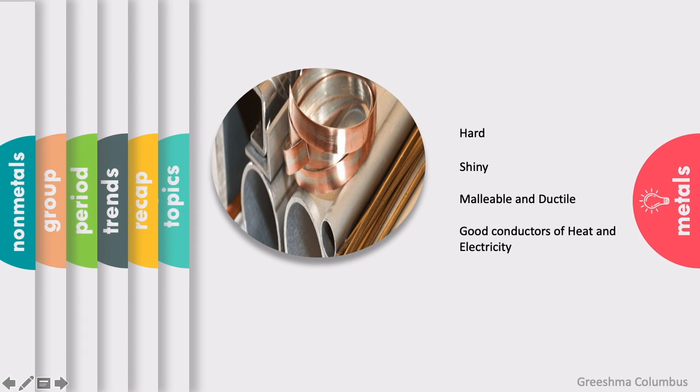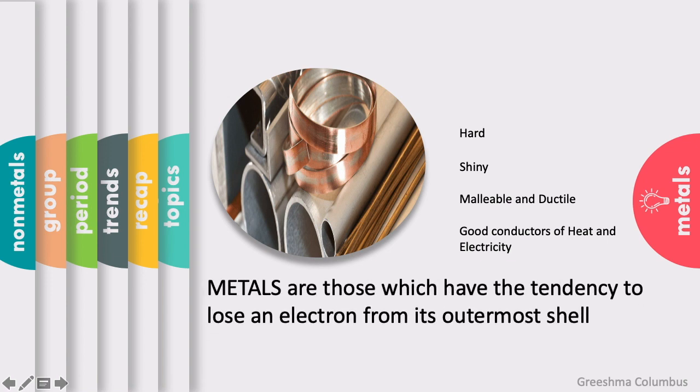But for the periodic trends, when we consider metals, metals are those which have the tendency to lose an electron from their outermost shell. And we already know that those elements are those which have the valence electrons 1, 2, and 3, which have the capacity to lose an electron. So now let us see what we are learning in today's video.